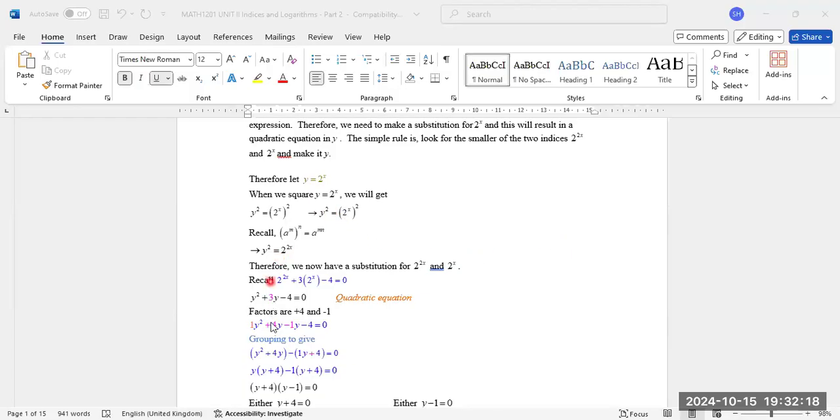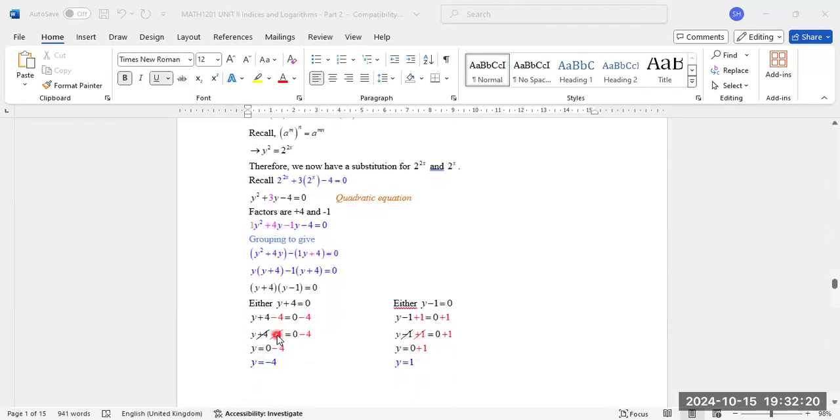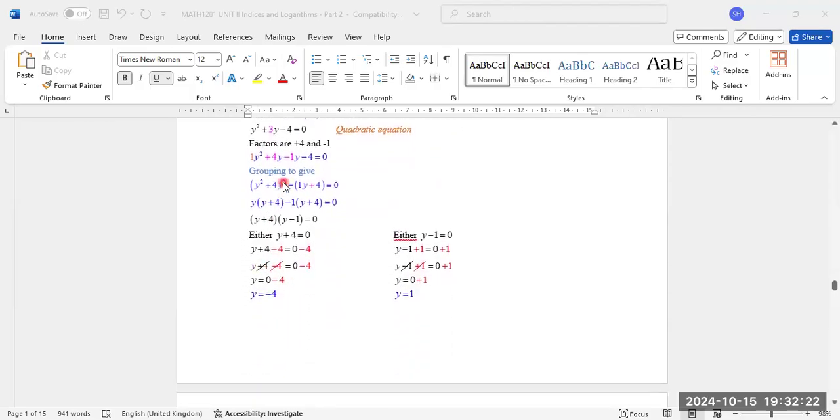Right. So right here, we bring it up a little. What is happening right here is I'm breaking up my 3y into two terms, two factors, so that when multiplied will give me my positive 3, negative 4, but when added will give me my positive 3.